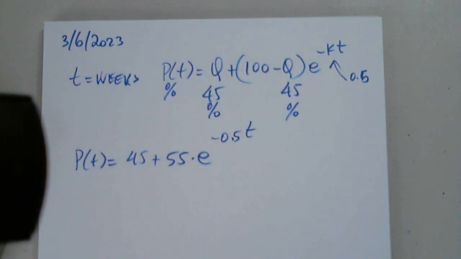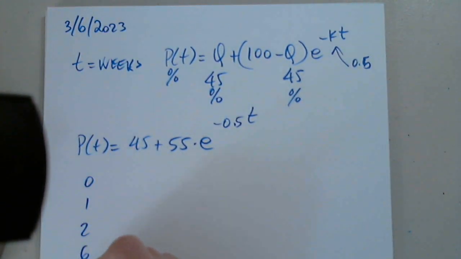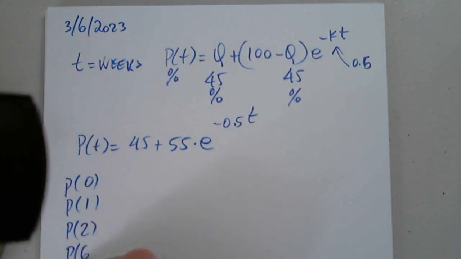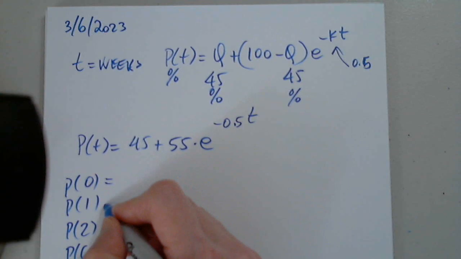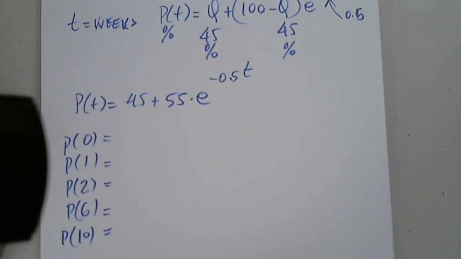And again, I'm going to write what they want. So 0, 1, 2, 6, and 10. P of 0, P of 1, P of 2, P of 6, and P of 10. And yes, we can put them nicely in a table. Now I'm going to share my screen and put this in the graphing calculator. I'm not going to do this by hand, and I'm not going to do it one by one.